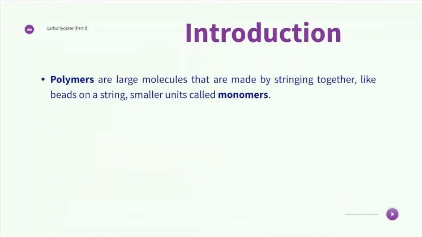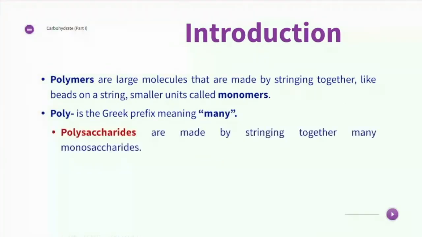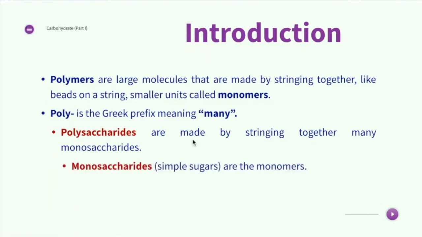Okay. So what is polysaccharide that makes up our carbohydrate? It's a polymer, which is a large molecule made up by stringing together, like beads on a string, smaller units called monomers. So poly means many, and polysaccharides are made by a chain of monosaccharide monomers. Okay, and monosaccharide is the sugar, which is the monomer for polysaccharide.